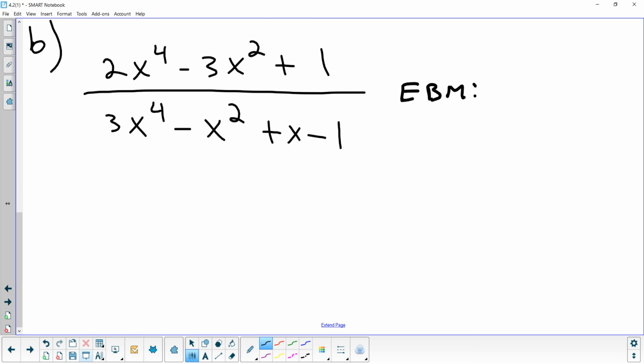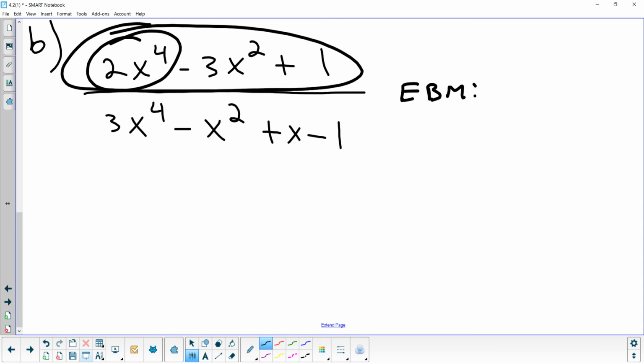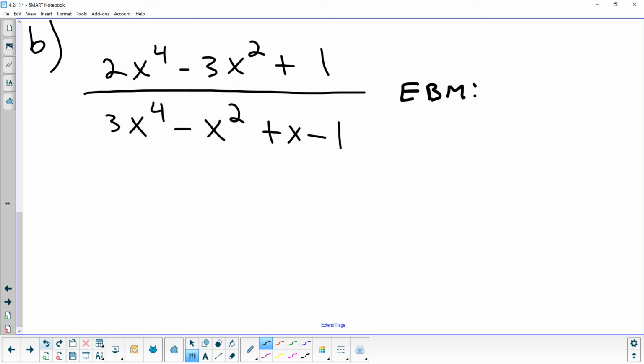2x to the 4th. If you were to graph this in y1, and then you were to graph this in y2, they would look exactly the same if you zoom out far enough. Okay, that would look almost identical. Right, so the 2x to the 4th is predicting what the top function is going to look like. It doesn't predict all the little details, but if you zoom out to like -1,000 to 1,000 and graph both of these, they're going to look the same. So the EBM is 2x to the 4th.